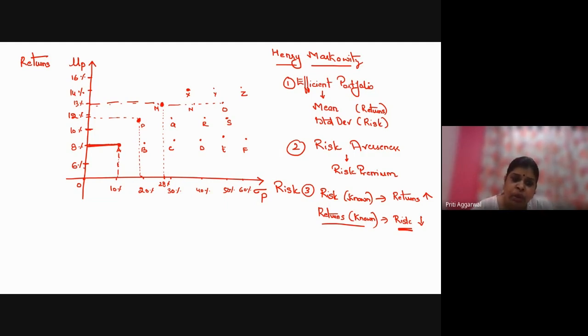So when I join all these portfolios together, it is called your efficient frontier, right? Why? Because at the least risk level, I am getting the maximum return. So all the portfolios which lie on this efficient frontier, or this particular line, will be called your efficient portfolios, right?